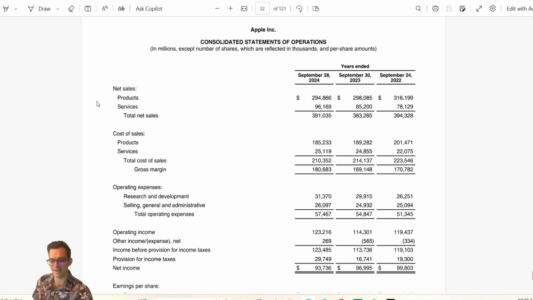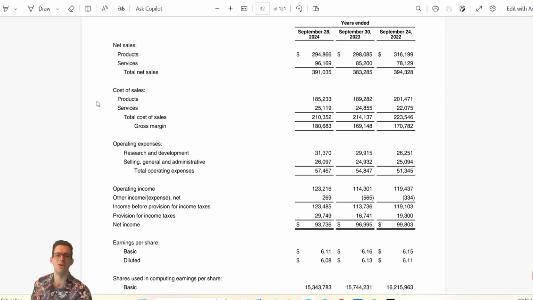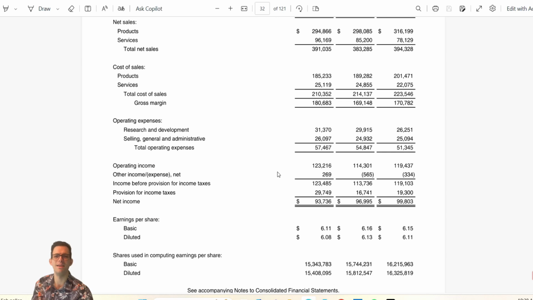And then we're going to take a look down here. We have our net sales, $391 billion in sales. That's a lot of sales. And then we see that their cost of producing those phones and other technology is costing them about $210 billion. So their gross margin, their top line is $180 billion. And then we have more expenses down here. We see that their research and development, their advertising, their other expenses in the background are costing them about $57 billion. And that leaves over an operating income of $123 billion.